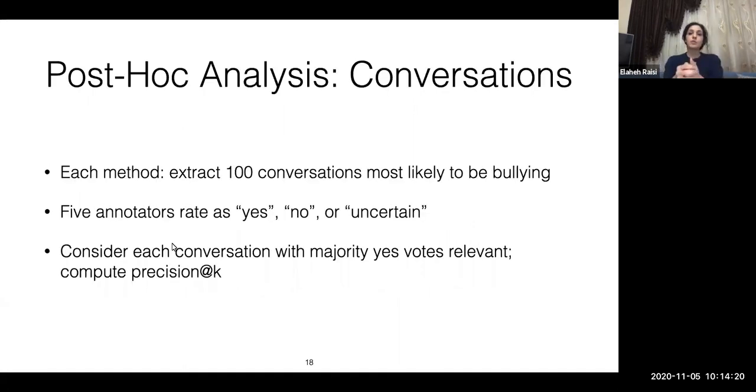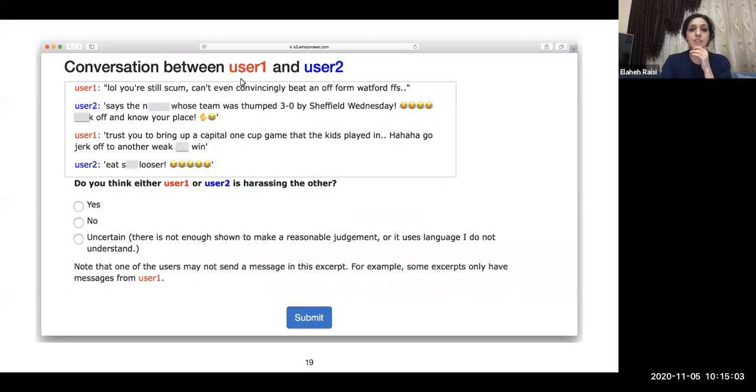In order to analyze our framework, for each method, we extract the top 100 conversations that are most likely to be bullying, and we ask some annotators from Amazon Mechanical Turk to say whether this is a bullying conversation or not. And if the majority of the annotators believe that this is a bullying conversation, we assign it as a bullying conversation, and then we compute the precision at K. Precision at K is the proportion of the top K conversations detected by the method that the majority of the annotators believe are bullying conversations. So the higher, the better. So here's an example that we show the annotators to label this conversation as bullying or not bullying, or if they are uncertain about that.